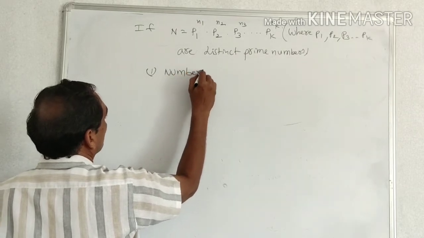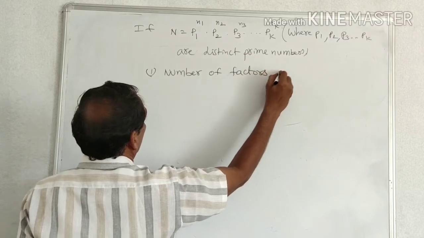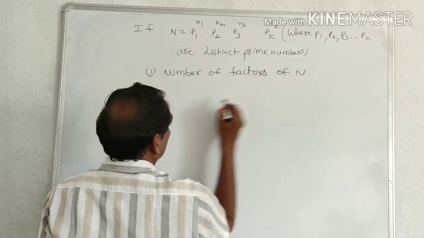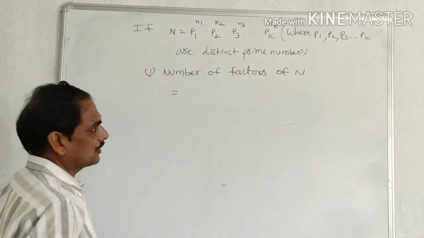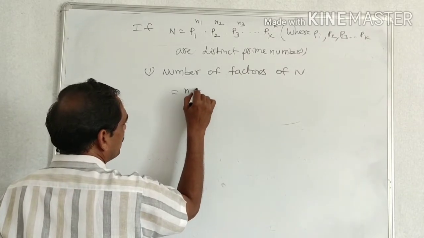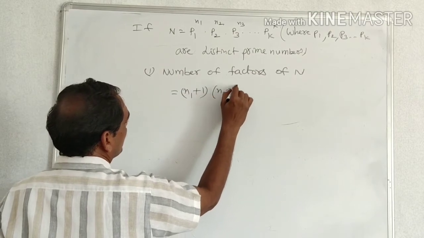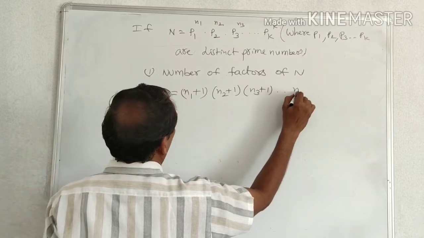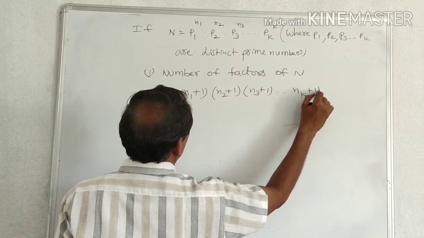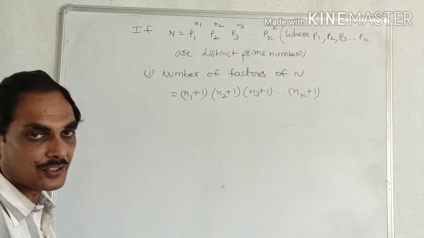Number 1, number of factors of n is equal to (n1 plus 1) into (n2 plus 1) into (n3 plus 1) and so on, into (nk plus 1). This is the formula to find the number of factors of n.